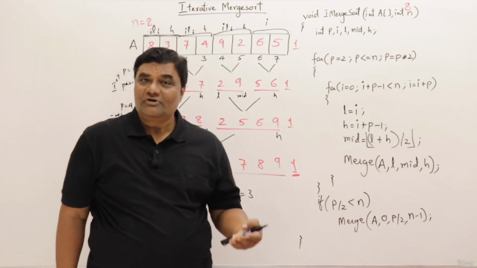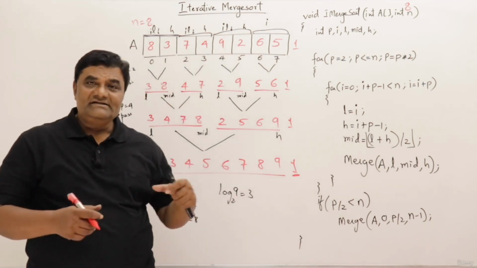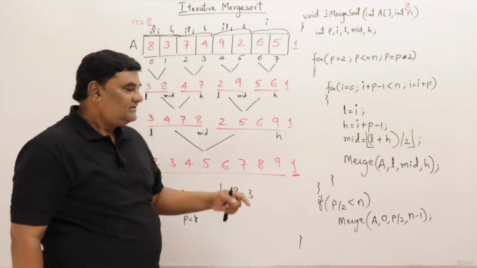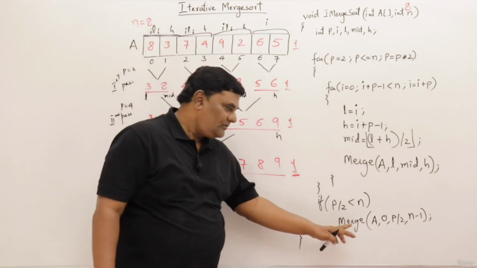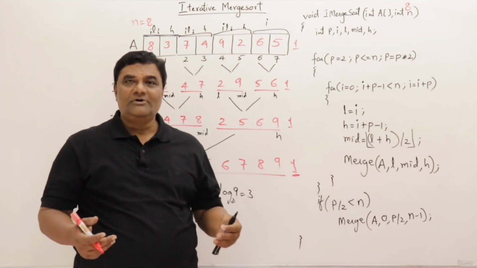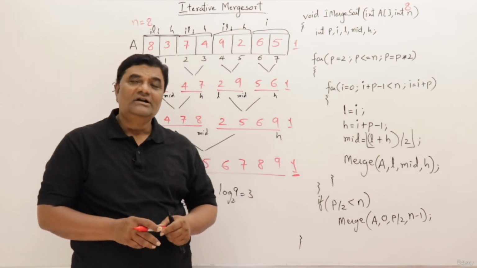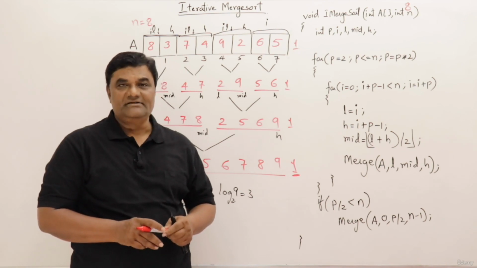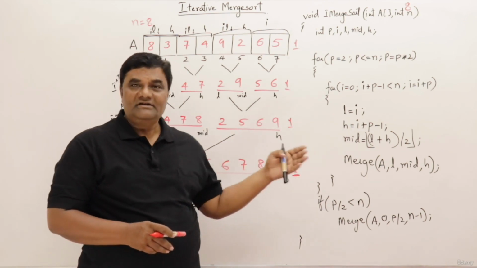So when you have an odd number of elements in a list, or the list size is not a power of 2, then some elements will be left over. So for merging them, this function is there. So that's all about the iterative version of merge sort, which takes n log n time. I will write the program and run it and show you.